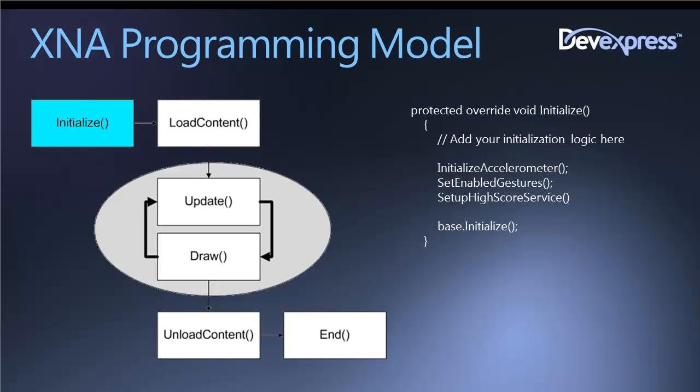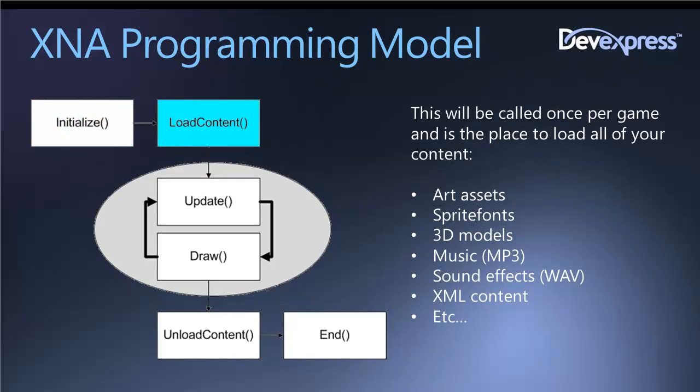Once initialize gets fired, the next thing up is the load content method. This gets called once per game, and this is the place where you load all of the content. I know that sounds redundant, for your game. And this is anything ranging from art assets, Sprite Fonts, which we talked a little bit about in the previous webinar. Sprite Fonts are how you actually display text on screen, and they're actually really just graphics. You're not putting text on the screen in the traditional sense so much as images of text.